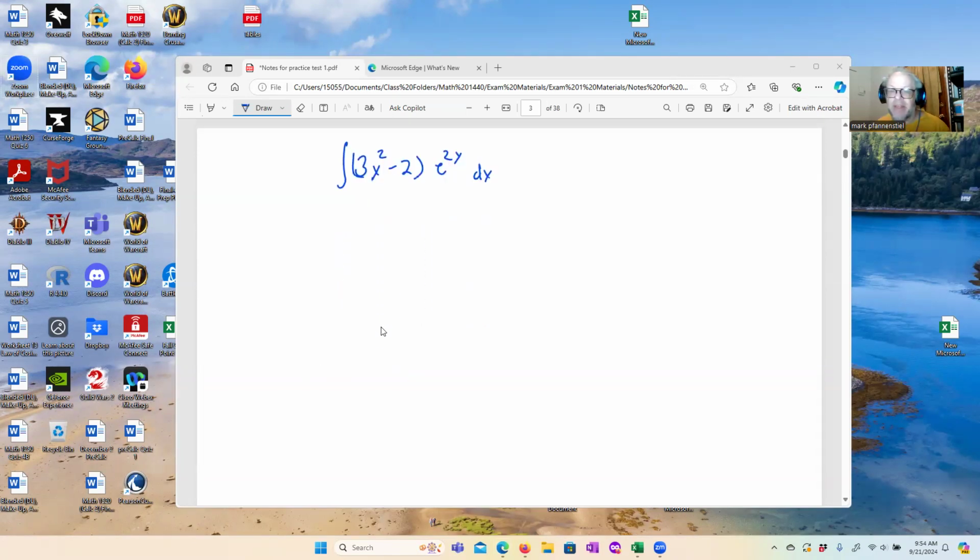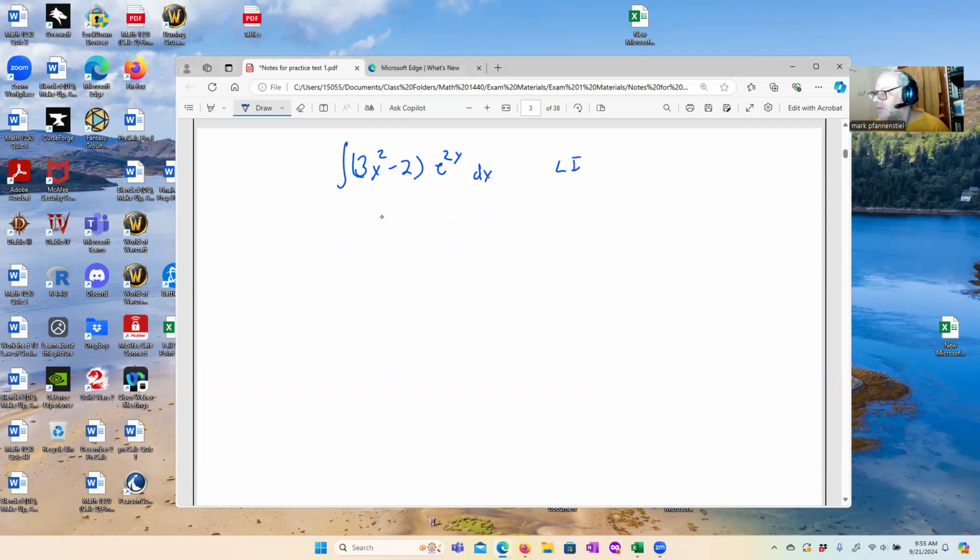Okay, so I'm looking at this. I'm thinking, okay, we've got a polynomial times an exponential. That screams to you, please do integration by parts. Anytime you have polynomial times a logarithm, polynomial times an exponent, you should be doing integration by parts. Okay? There's other cases.